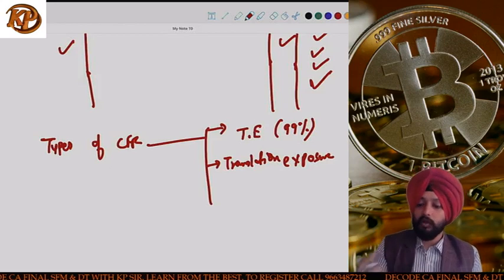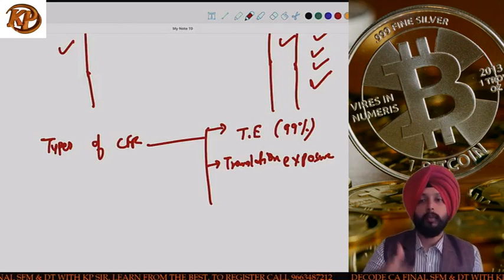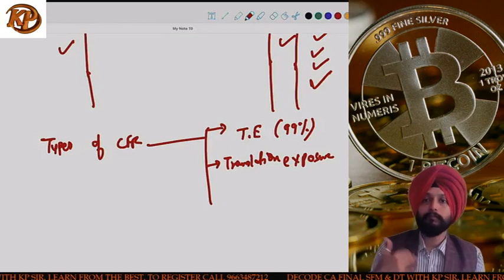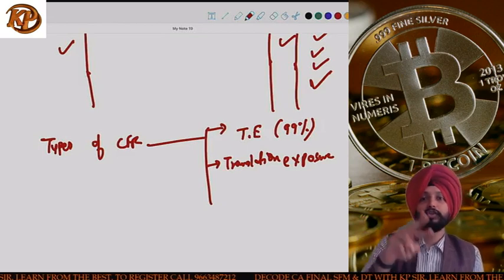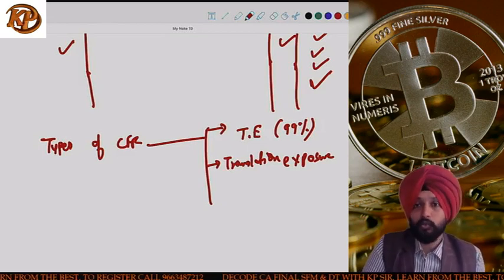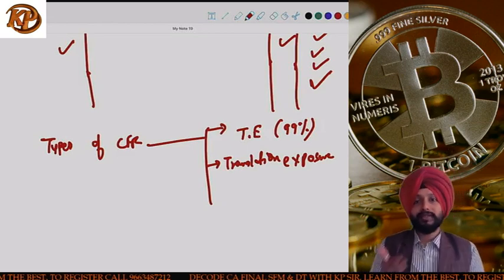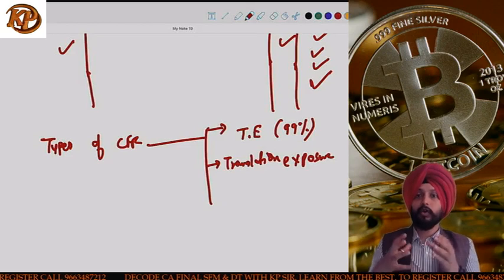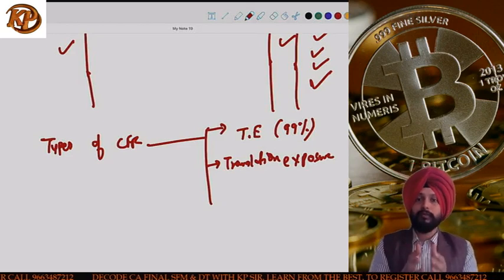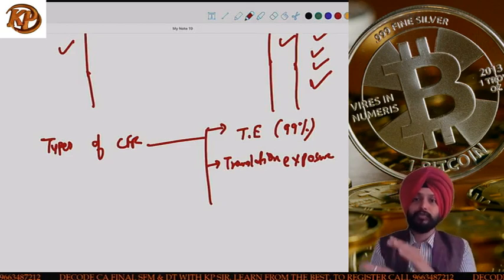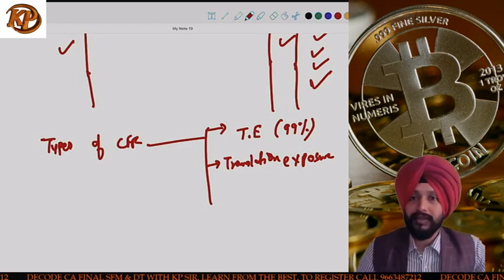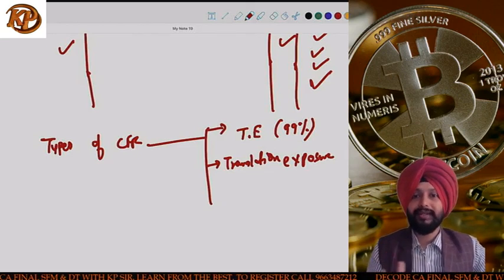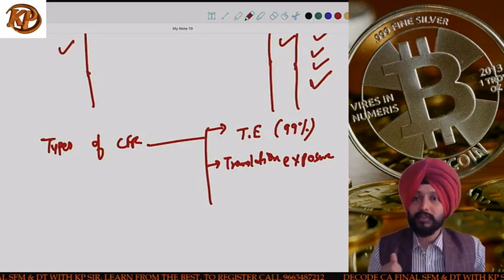Because of the currency fluctuations, we might end up over-reporting or under-reporting the revenues or the expenses based on the currency rates that are prevailing. So this kind of risk, when we are doing accounting of the entries or the transactions, or when we are translating the numbers from foreign currency into home currency, whatever currency exposure we get at that point of time, that is called translation exposure.